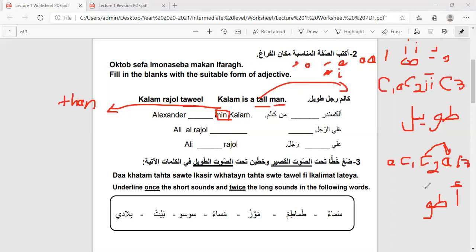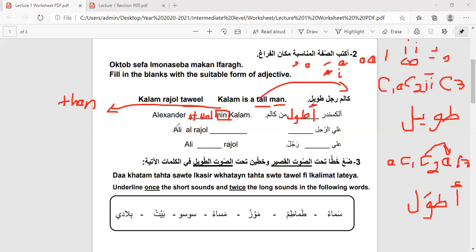Here we have A, so atwal. C3 is what? La. Because ya is a vowel, we don't consider it as a consonant. Atwal. So Alexander atwal min column. This is the comparative form, which is atwal.